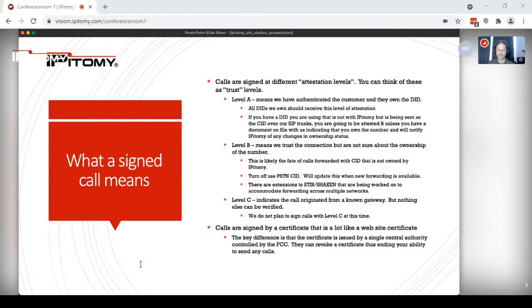So if you want an A attestation right away, you can just turn it off and send your caller ID. You can pick a caller ID that you're not using very often, and you'd know that those were forwarded calls, but you're not going to know who it is.